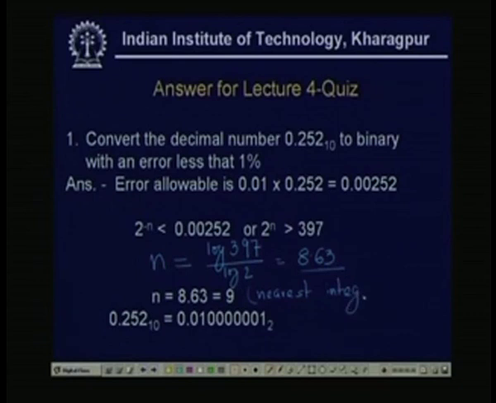So, when we convert 0.252 to binary, if we take the number of bits after the decimal point as n equal to 9, that means if you take 9 bits, then the error will be less than 1%. So, that means 0.252 in decimal is equal to 0.010000001 in binary, that means 9 bits after this decimal point.